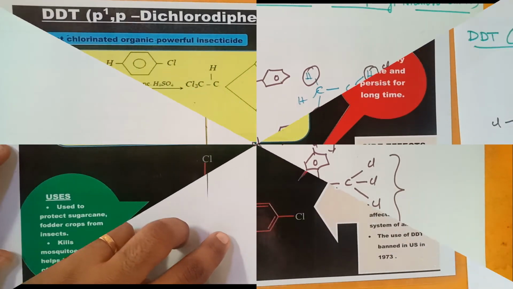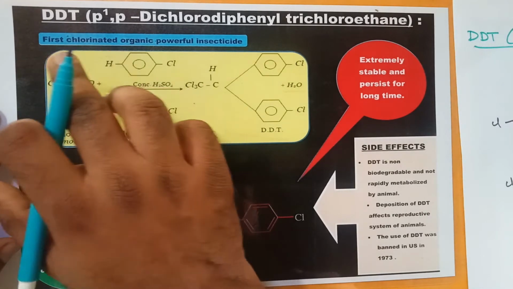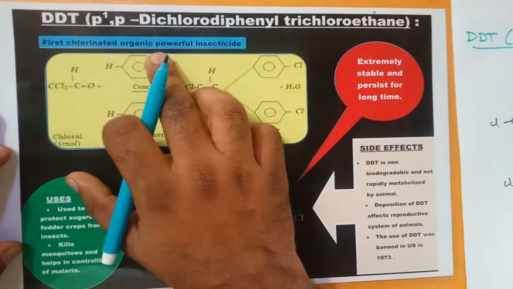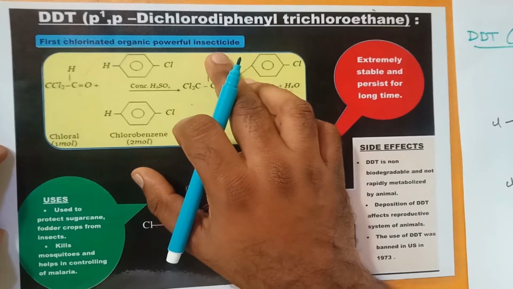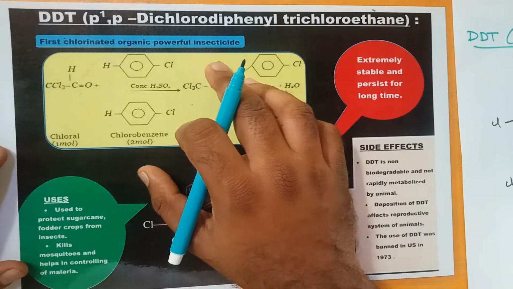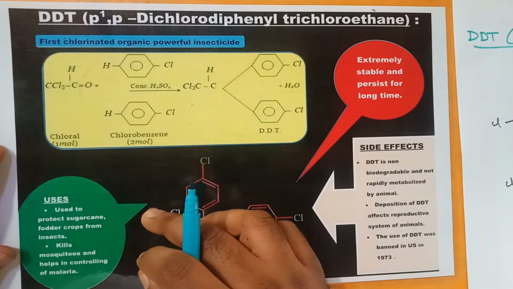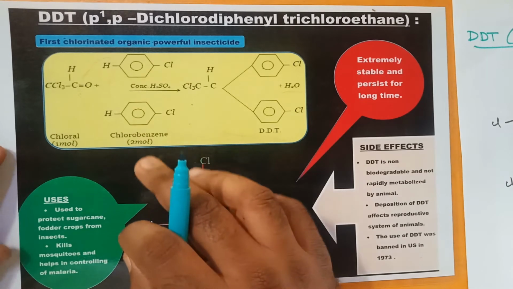Is it right friends? So look here friends, DDT is a first chlorinated organic powerful insecticide. Is it clear friends? This was first discovered by Paul Muller. He was awarded the Nobel Prize for this concept in the year 1948. So is it clear friends?